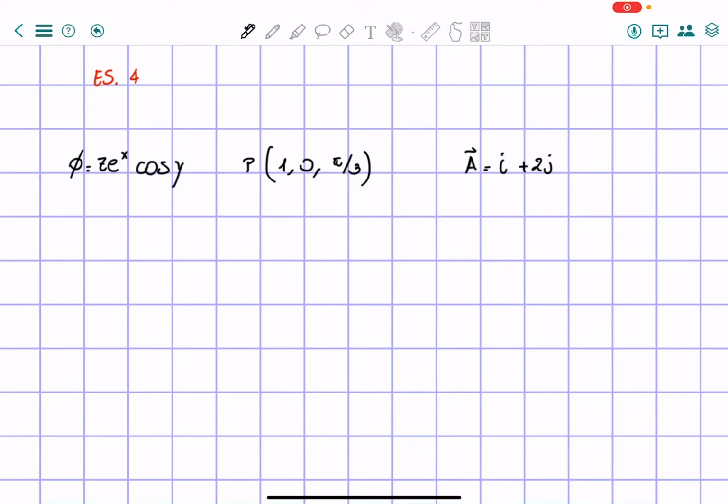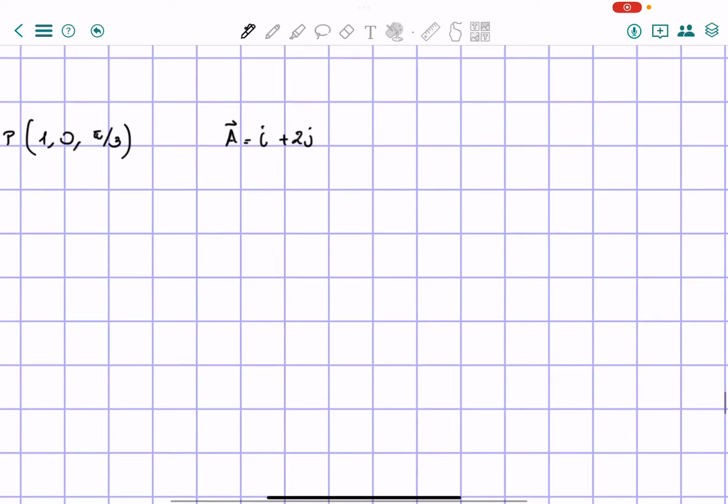For problem 4, we're going to have to do the same exact thing that we did for problem 3. So now let's rewrite the final formula that we're going to have. It's going to be the gradient of our function at point P times the unit vector A. This time I want to first find out what the unit vector A is, so we can keep it for the end and not come back all the way up here. So it's going to be vector A over the magnitude of A.